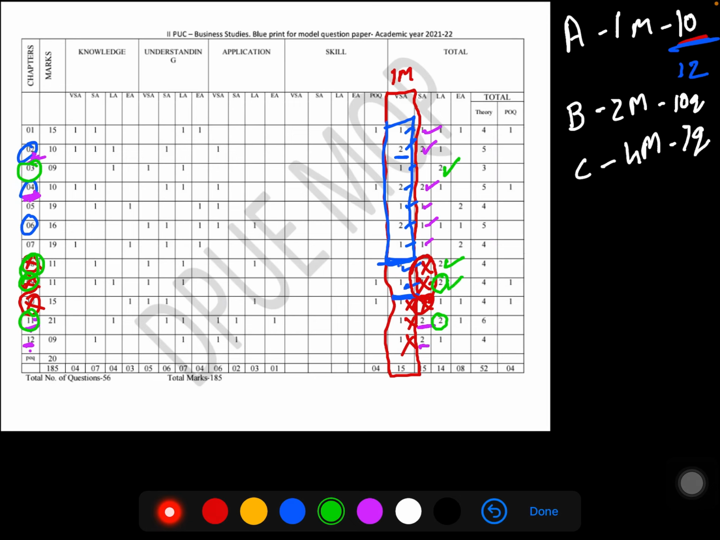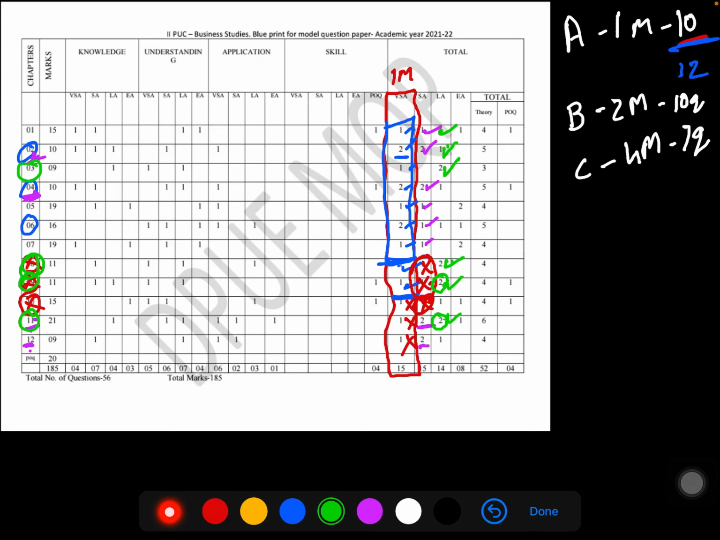So you be prepared for 4 chapters. Wherever you have 2 questions, you can see the 2 questions from here, here and here. The 4 chapters you have 2 questions. So that means you already completed the 8 questions. For the safer zone, you have to keep 2 extra chapters.